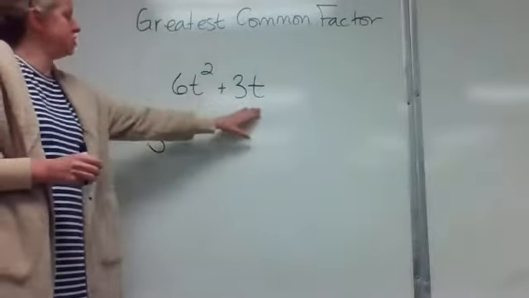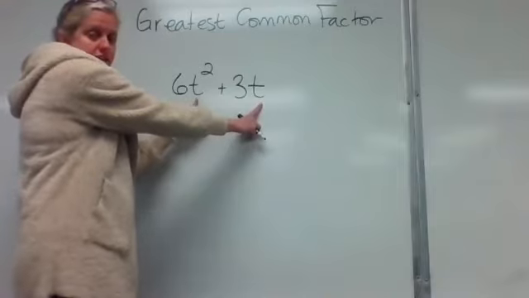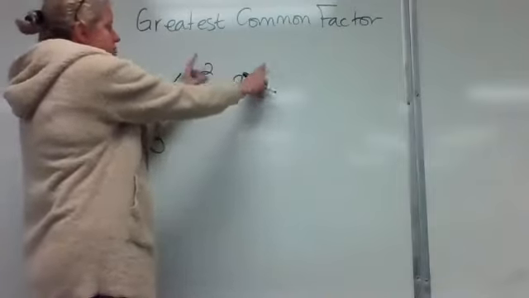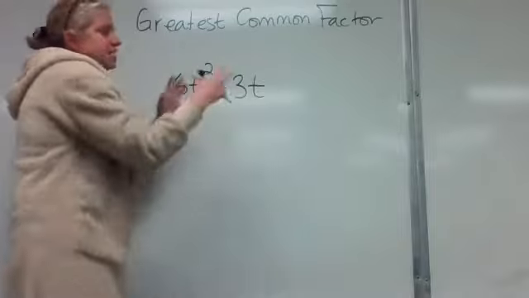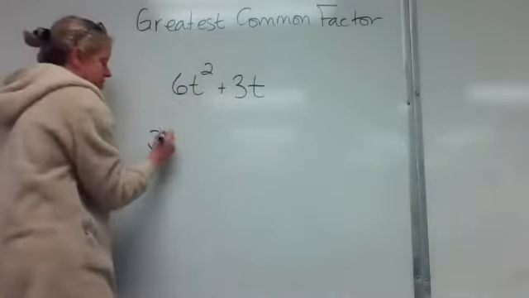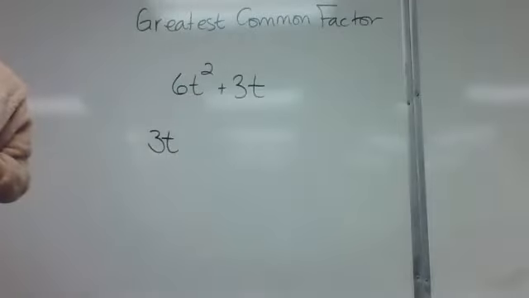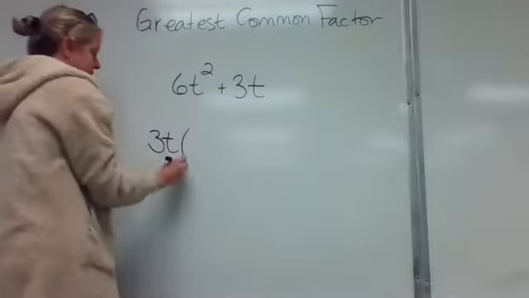Looking at the two terms, now I see that they both have some t. So I'll just look at my exponents. Whatever the smallest one is, that's the most that I can pull out of both of them. This one has t squared. That one just has t. So I can only pull out a t. Put in parentheses what's left.